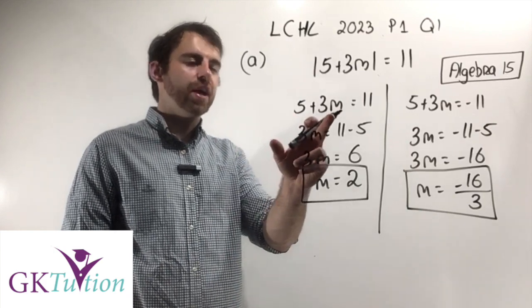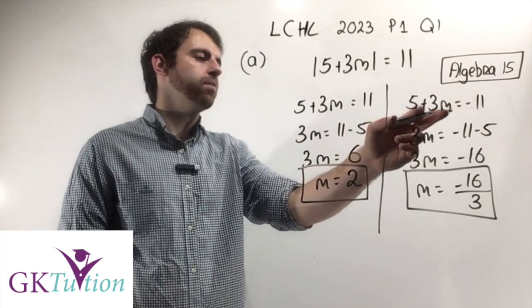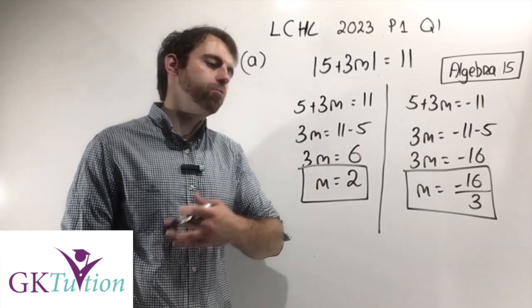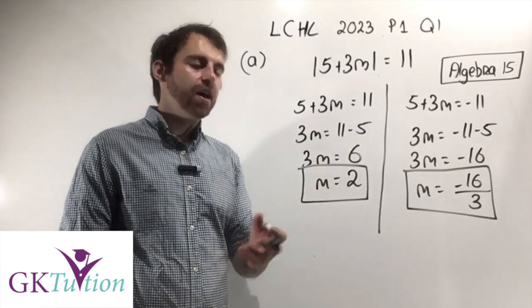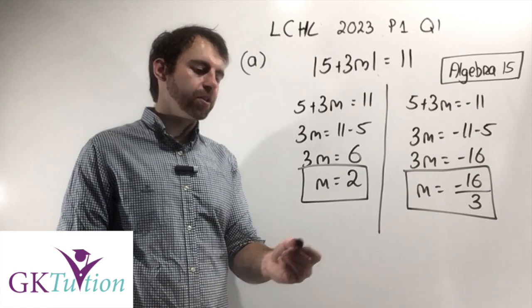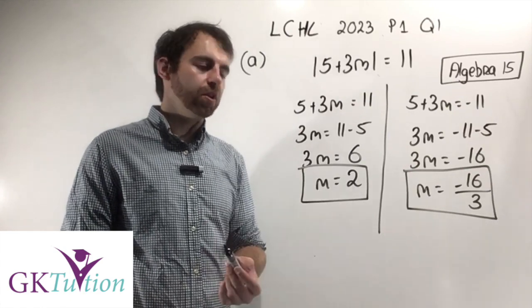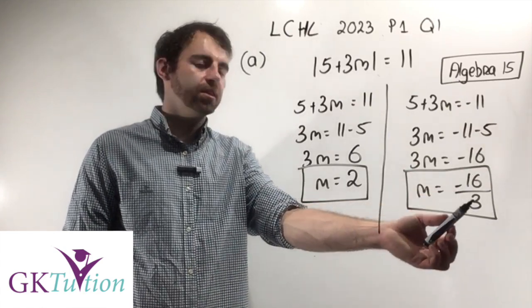I let 5 plus 3m equal to plus 11 and I let 5 plus 3m equal to minus 11. Bring the 5 across, it becomes negative, and you just solve it. It's two very simple questions. In one case, m equals 2. In the other case, m equals minus 16 over 3.